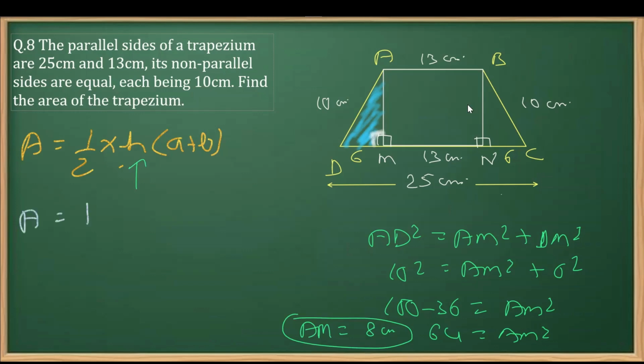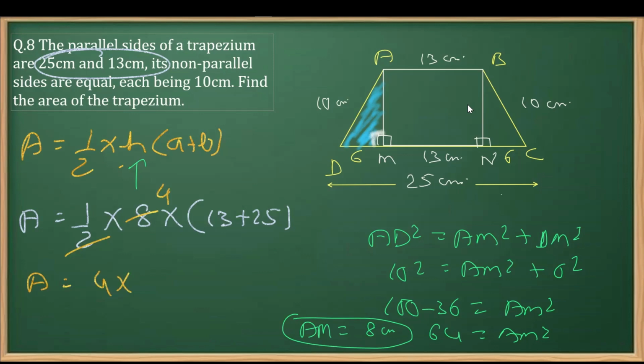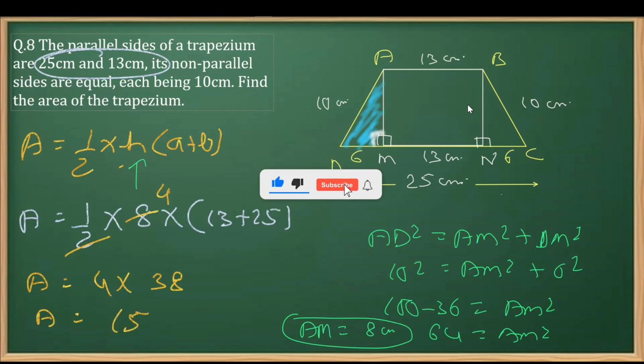So the area is half multiplied by the altitude, which is 8, we just got this as 8, multiplied by the sum of the parallel sides, which are 13 and 25. This can be reduced, so this is 1 times, this is 4 times. So area comes out to be 4 multiplied by the sum, 25 plus 13, so 5 plus 3 is 8, and 2 plus 1 is 3. So we'll get area as 38 multiplied by 4. So it comes out to be 152 centimeter square.